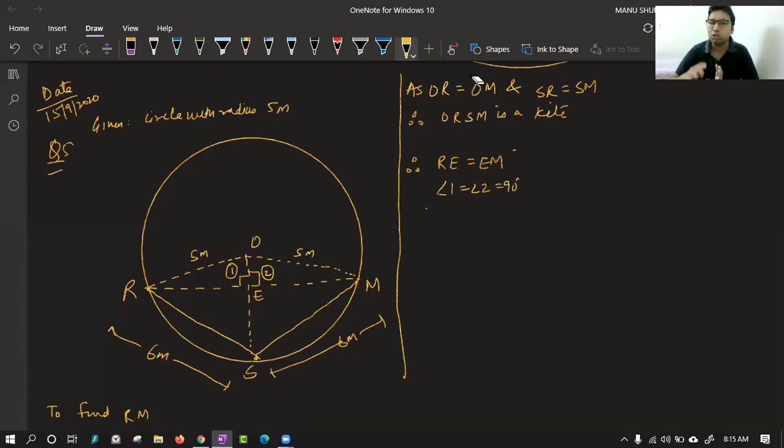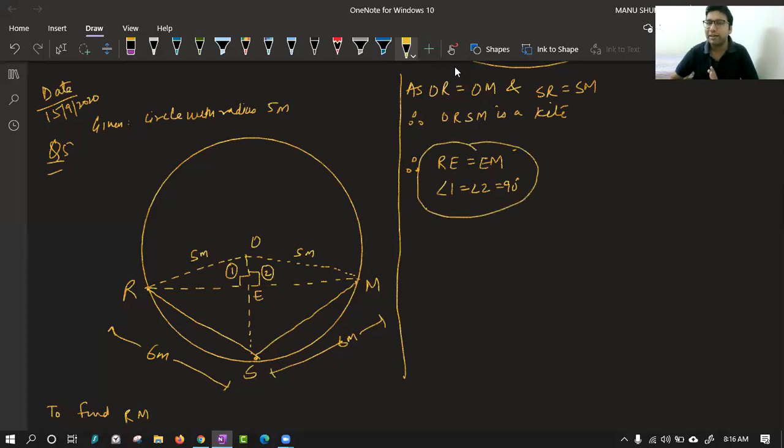This we were able to say because we have proved this a kite. If you cannot prove it kite, or if you're not able to see it a kite, you have to prove these things using congruency. The same thing, RE equal to EM and angle 1 equal to angle 2 90 degree, you can do by proving congruency also. We have learned these concepts. Yes, class? In case you are not able to visualize this quadrilateral as a kite, you can also prove the same thing by congruency also, because these two things are very important for the question.